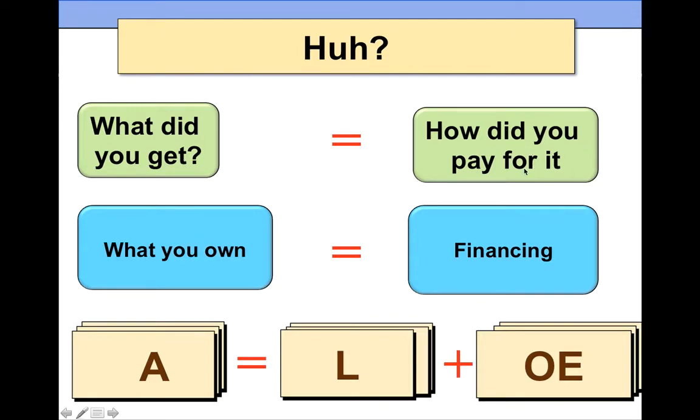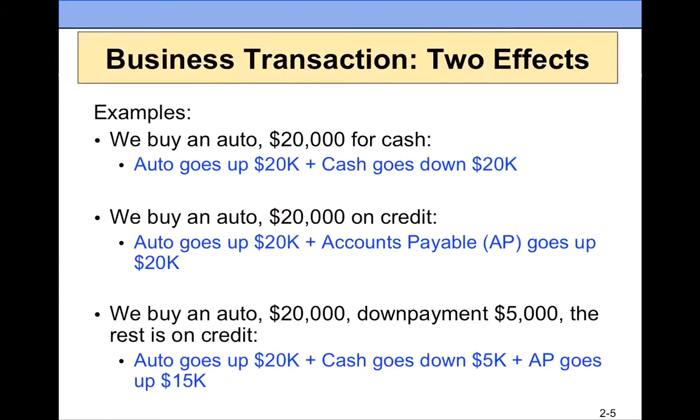So the left side represents what you got, what you purchased, what you acquired, what you own. The right side of the equation represents how you paid for it, or so-called financing. How much did you finance yourself versus how much did you finance by borrowing, by debt. So recall this example, when we bought an auto for $20,000, paid $5,000, and borrowed $15,000.